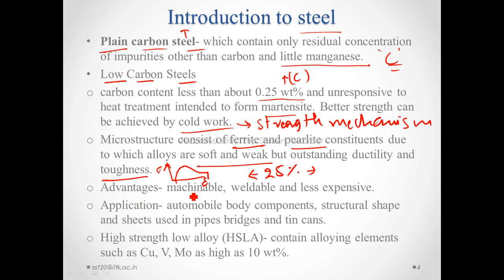The main advantage of this low carbon steel is that it is machinable, weldable and less expensive. This is the most important. Most other steels and non-ferrous alloys are more expensive. It is more ductile, which means it can be elongated more. The elongation is 25%.